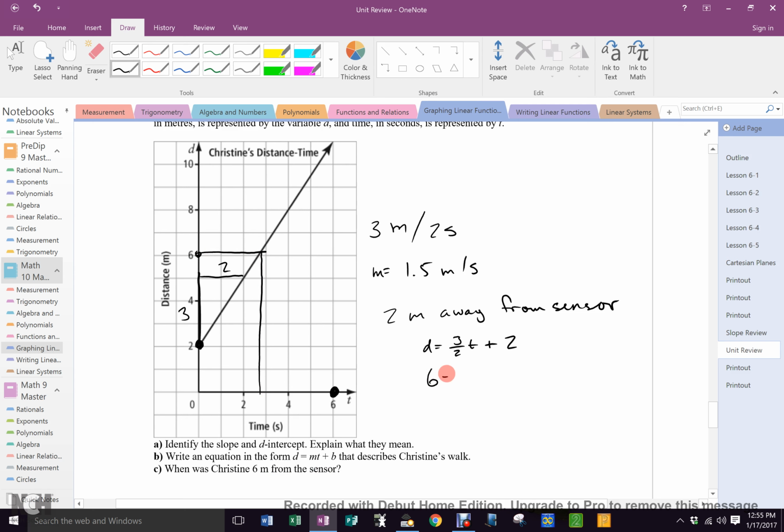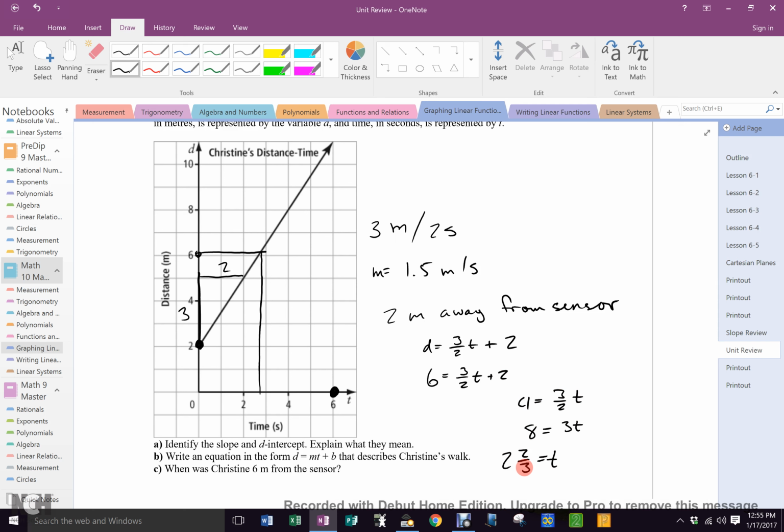So it's 6 equals 3/2 t plus 2, right? So it's going to be 4 equals 3/2 t. Multiply both sides by 2. 8 equals 3t. T equals 2 2/3 seconds. 2.67 if you were doing it with a calculator.